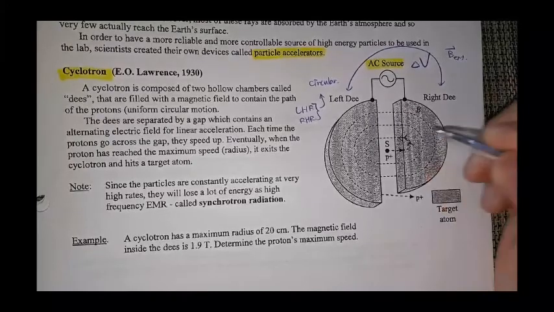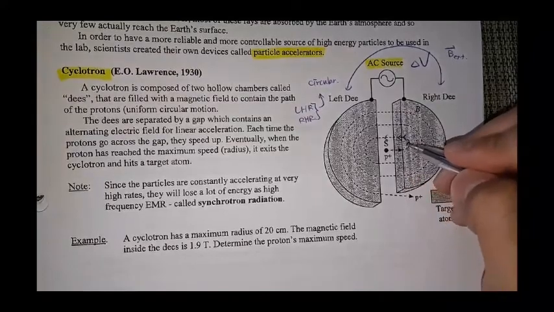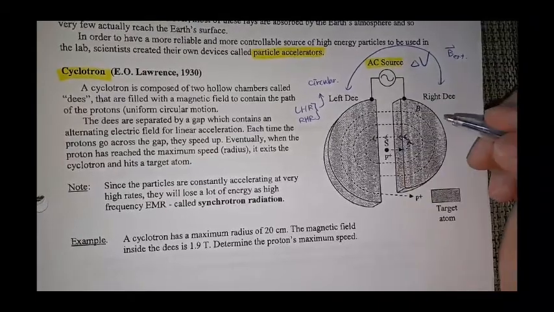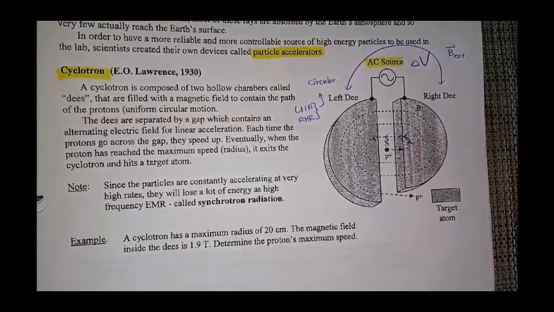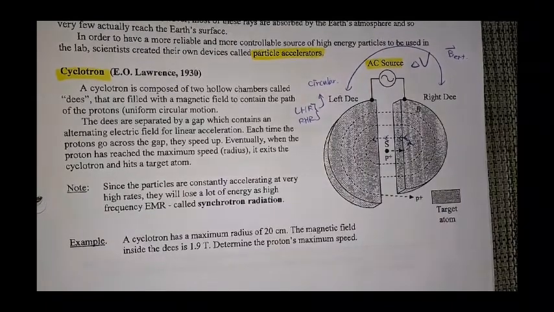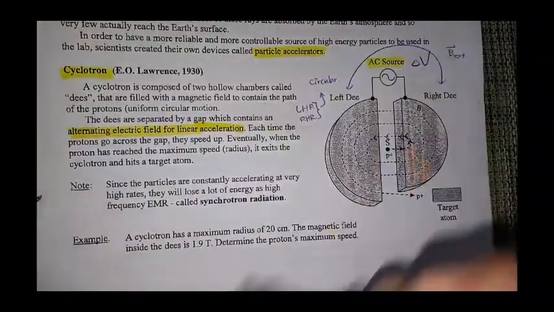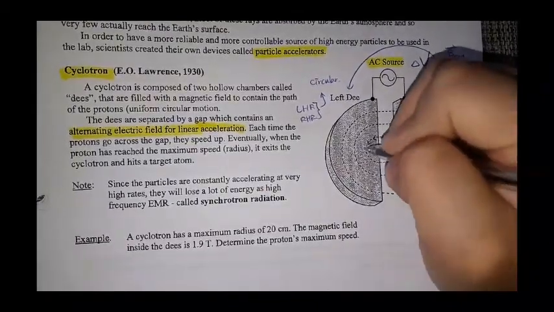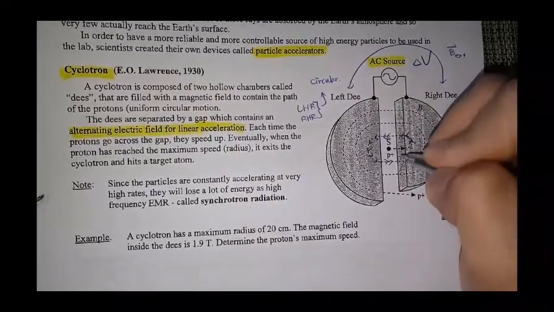But the thing is, once it goes, let's talk about this proton. The proton goes into the right D, has a circular motion, comes out, and re-enters the left one. But while that's happening, there will be an acceleration. The acceleration happens because of the alternating electric field. That's the AC part. If that happens, from that cross gap, they speed up. Then after that, it's going to speed up more in here.